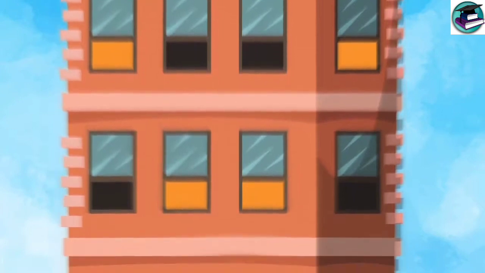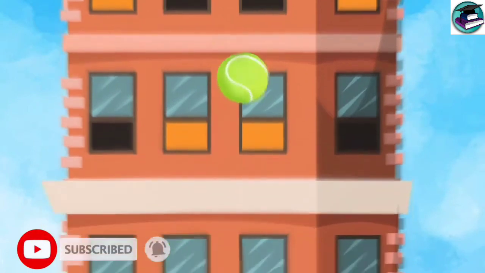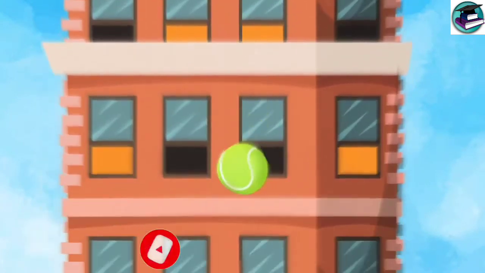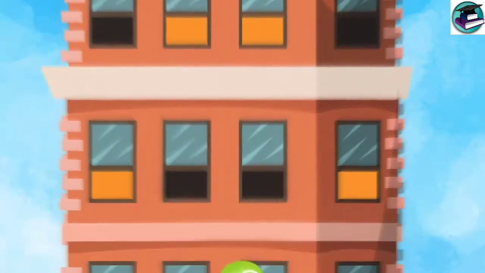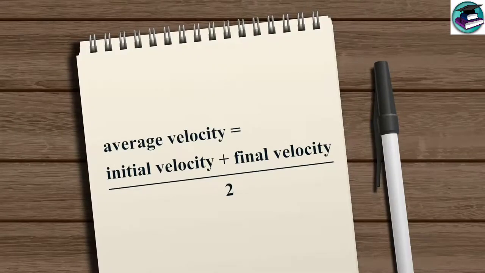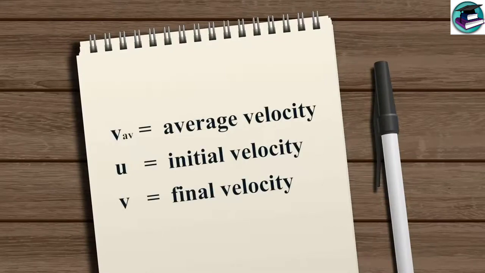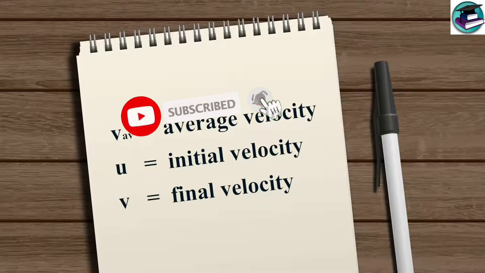If the velocity of an object is changing at a uniform rate, we can calculate the average velocity by simply taking the arithmetic mean of the initial and the final velocity for the given time interval. Average velocity is equal to initial velocity plus final velocity, the whole divided by 2. Mathematically, V average is equal to (u plus v) divided by 2, where V average is the average velocity, u is the initial velocity and v is the final velocity of the object.